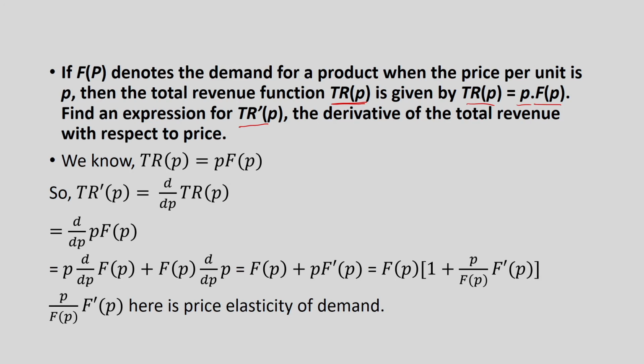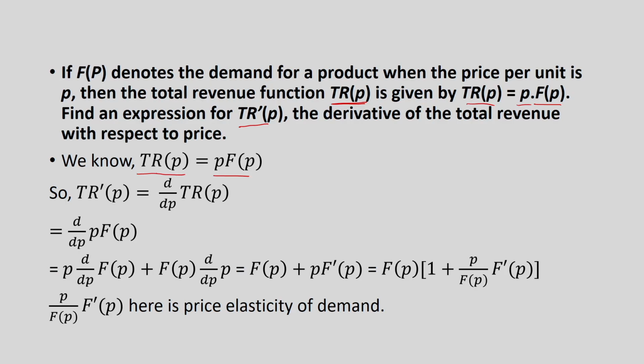Find TR prime p. Now, TR(p) is equal to p multiplied by f(p). Just try to understand the economics of it. Total revenue is equal to price multiplied by the quantity demanded. How much people are buying, right? The quantity people are buying multiplied by the price per unit. So, that will give me the total amount of money that they are shelling out, and that money is going to the producers as revenue.